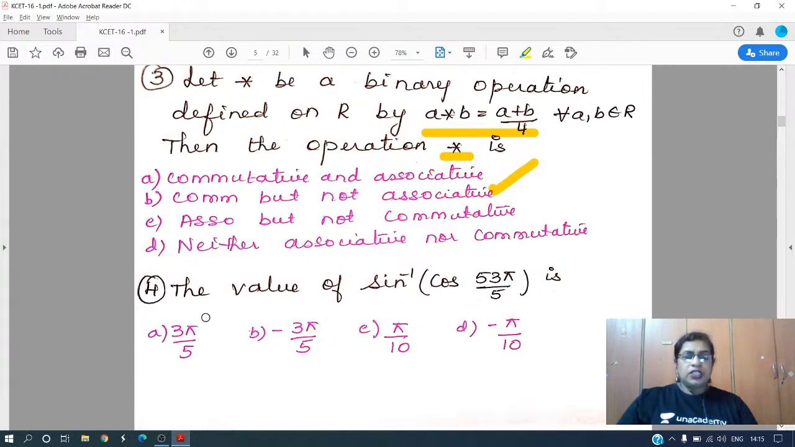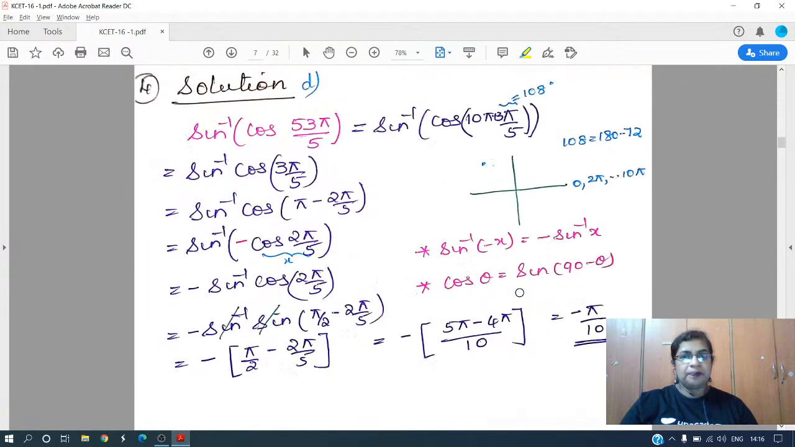What is the fourth question telling us? The fourth question is telling us to find the value of sine inverse of cos of 53 pi by 5. Is the question clear? I have to find the value of sine inverse cos of 53 pi by 5. Let us see how to solve this.